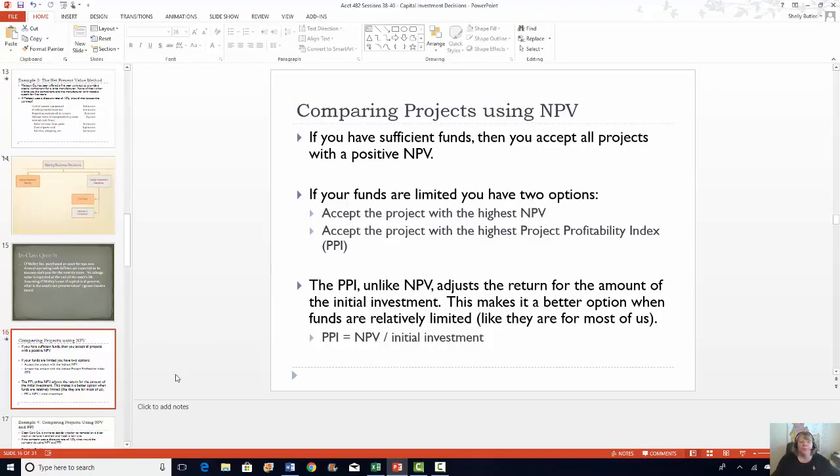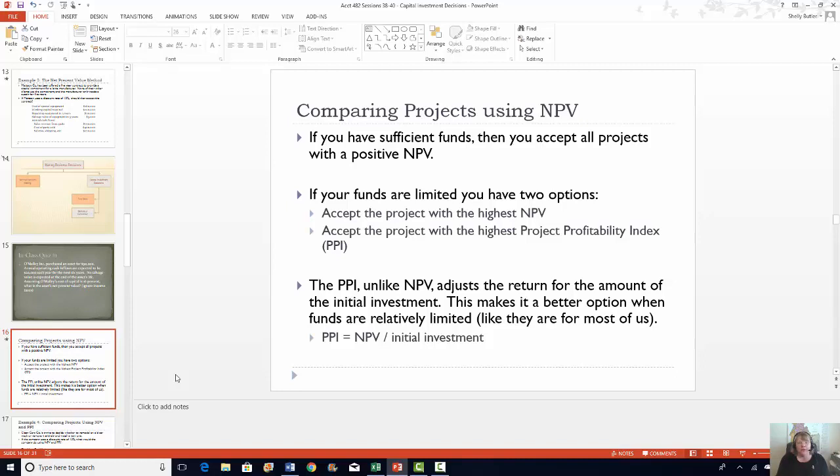Now, we're going to compare projects using net present value. Again, remember net present value takes into consideration all the outflows, the inflows, the tax. That's why you call it the net present value. So if you have sufficient funds, then you accept all projects with a positive net present value. But remember, cash is a limited resource.